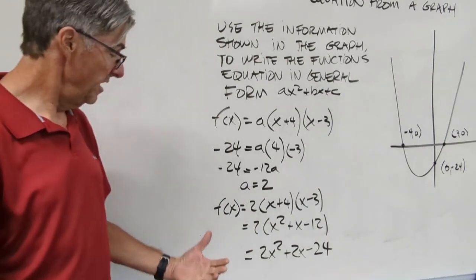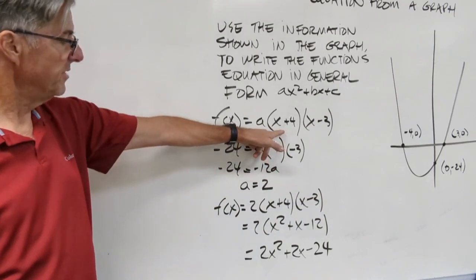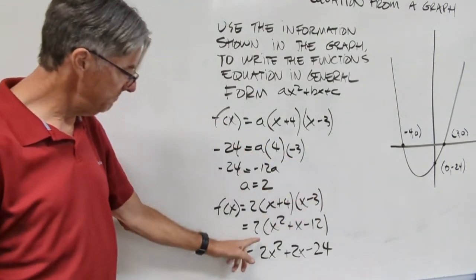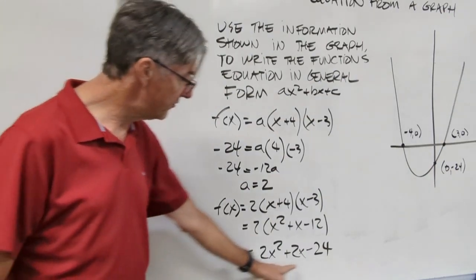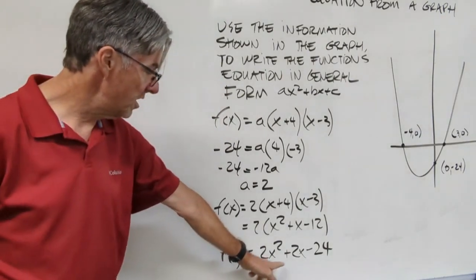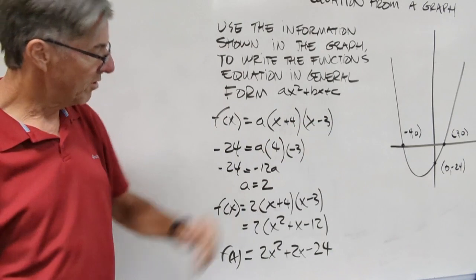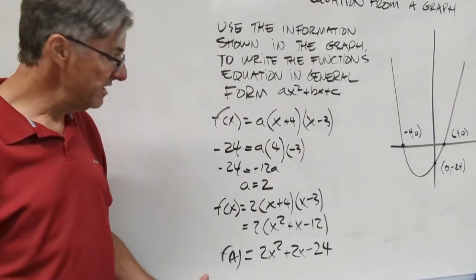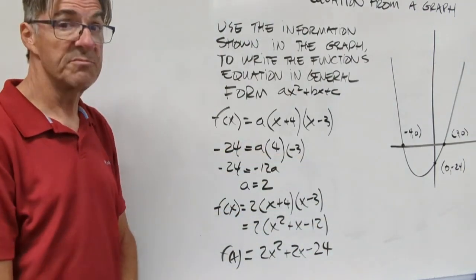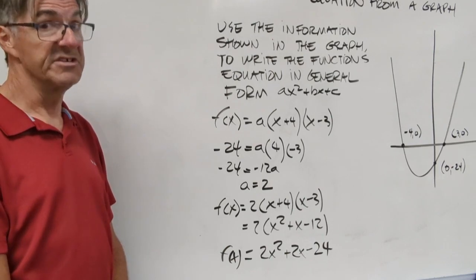Okay, so what I did is I just plugged my a in to my general form from up here, and I multiplied my binomials, got that, then distributed my 2 through, and I get f of x equals 2x squared plus 2x minus 24. And that's my general form equation for that parabola. And notice how when I got to the end of it, my y-intercept is -24, and that does match my graph. So that's a little confirmation that at least part of my math is correct.